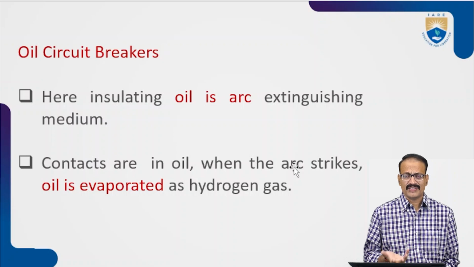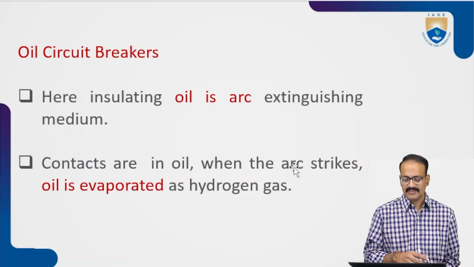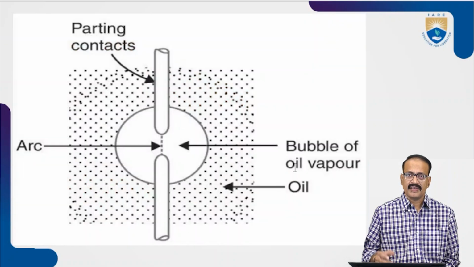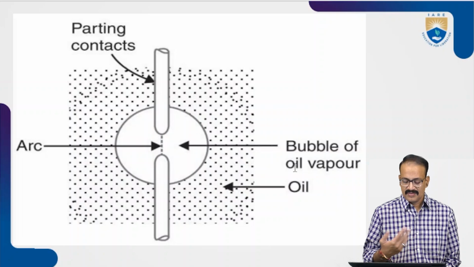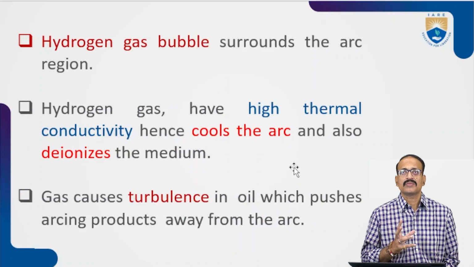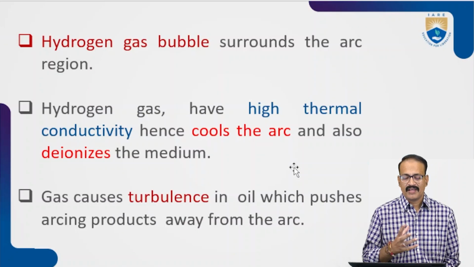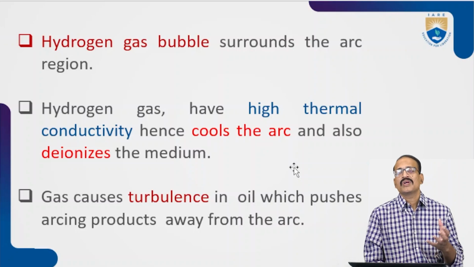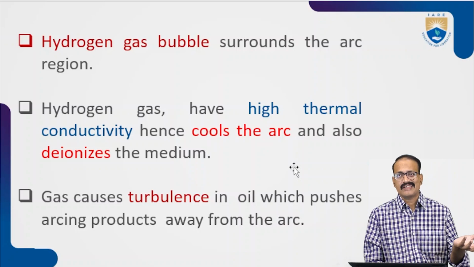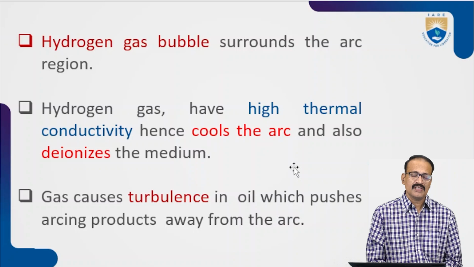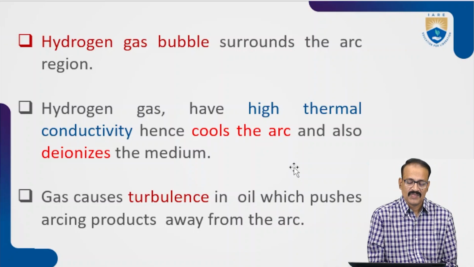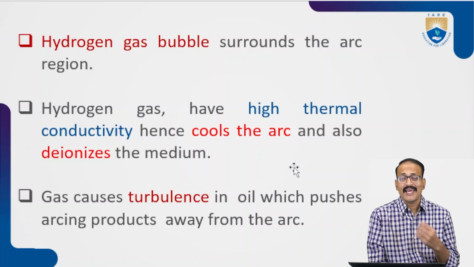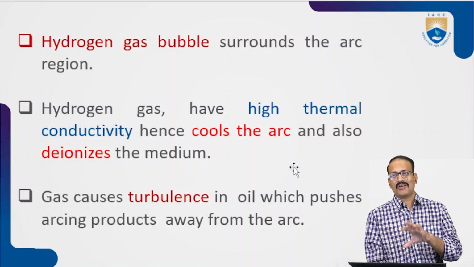So whenever the arc is struck, the oil is evaporated and a gas bubble is formed, and most probably hydrogen is formed. And hydrogen is a very good coolant, having high thermal conductivity, so it absorbs heat. That means it immediately cools the arc and also deionizes. And also this gas causes turbulence.